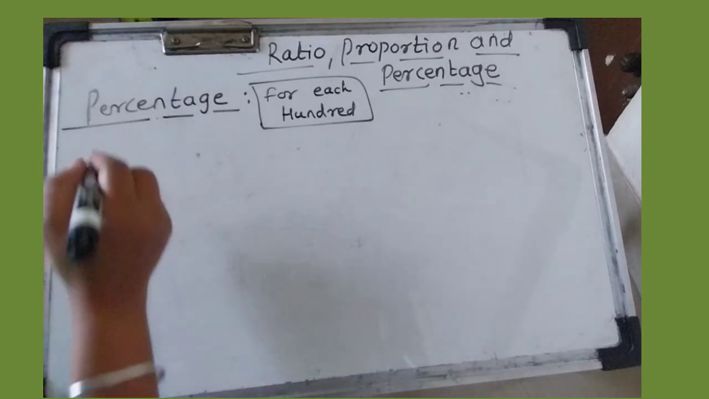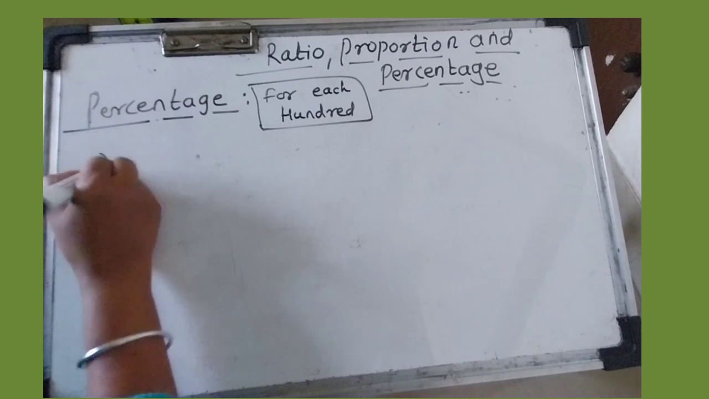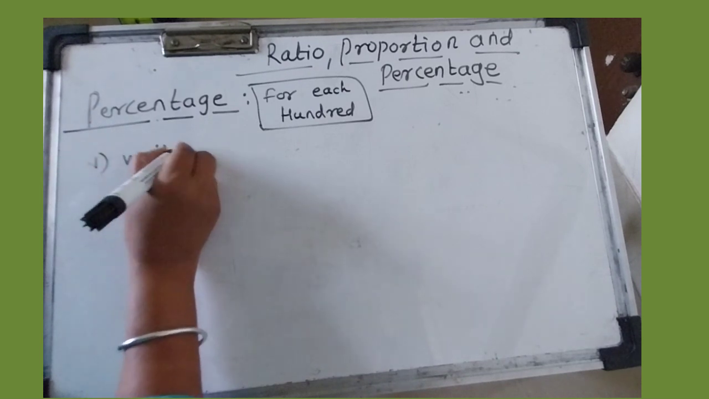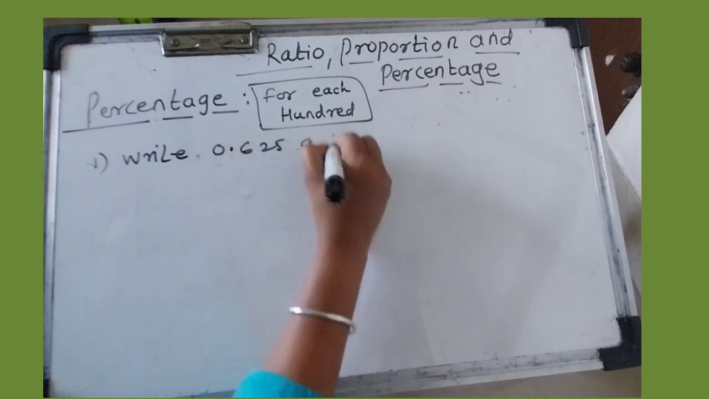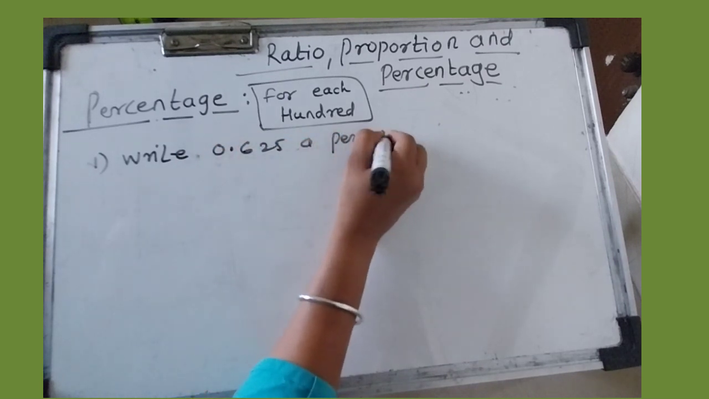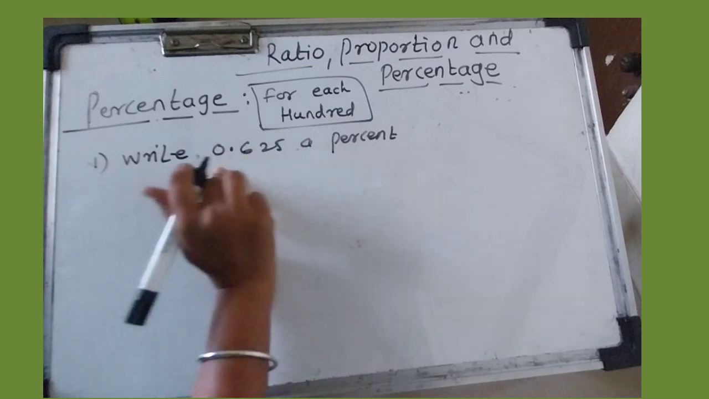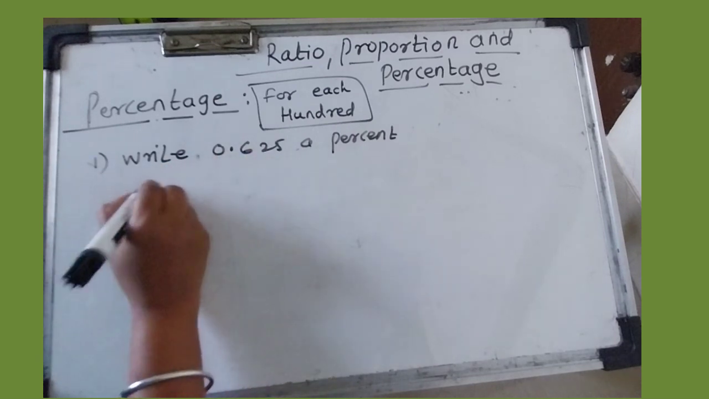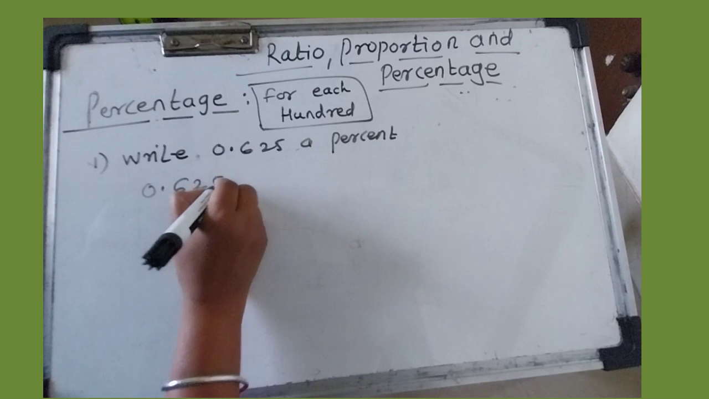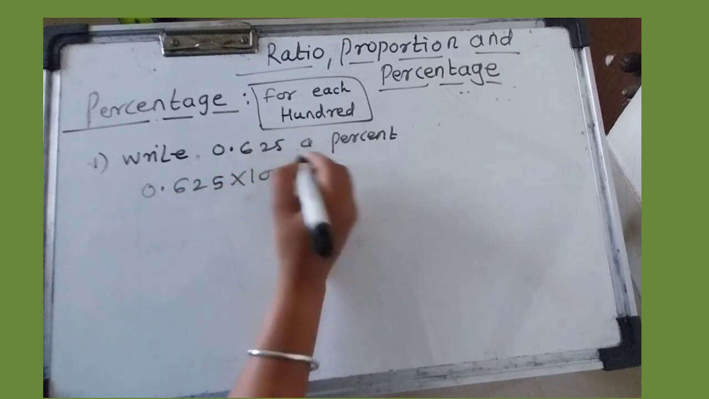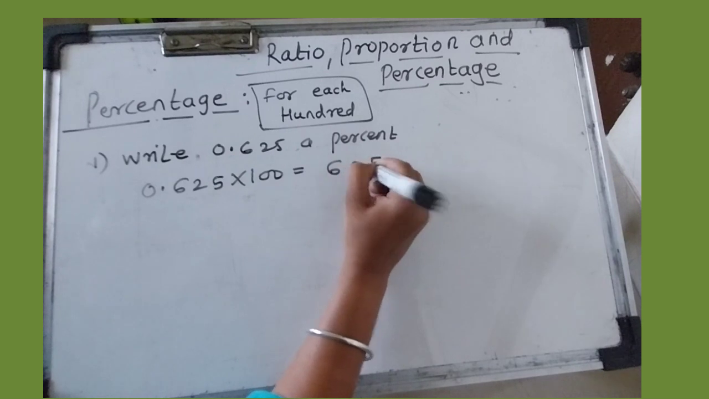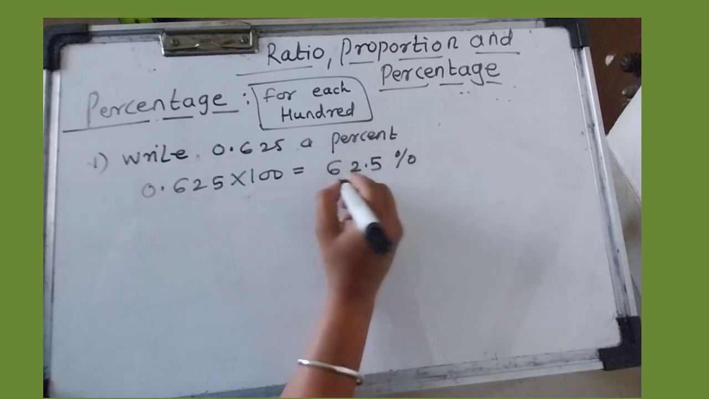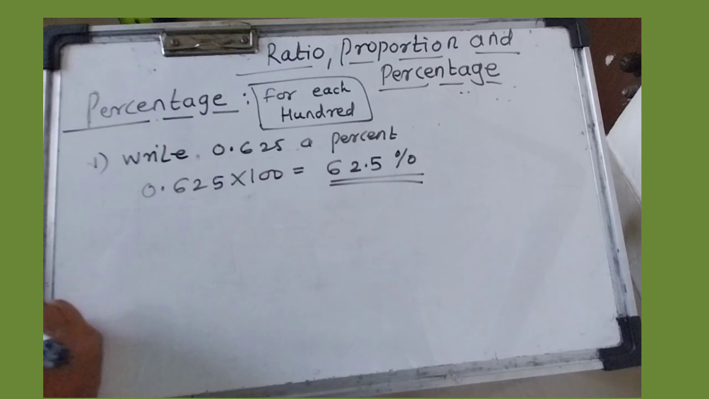We'll go through the examples. First, write 0.625 as a percent. See, this is a decimal. So multiply it by 100. So what we get? 62.5, and put the percent sign. Clear?